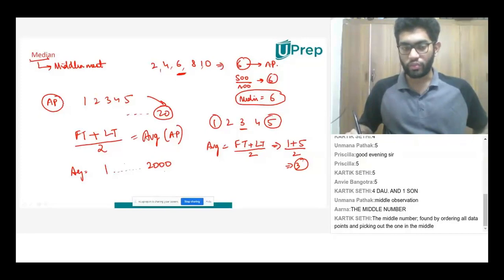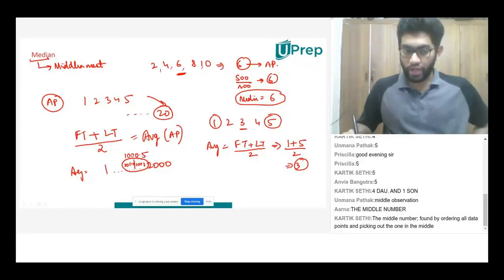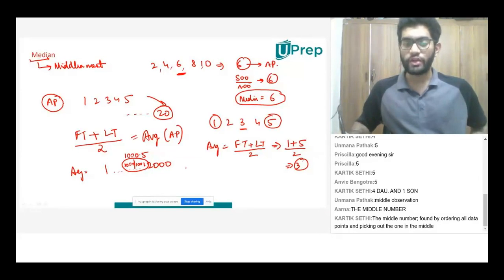Now, if I ask you what is the average of numbers from 1 to 2000, there is a confusion whether the middlemost number is 1000 or whether it is 1001, or we do not know, or is it 1000.5? We're not sure about it. In order to eliminate that confusion, because the numbers are in arithmetic progression, you can simply do first term plus the last term divided by 2.